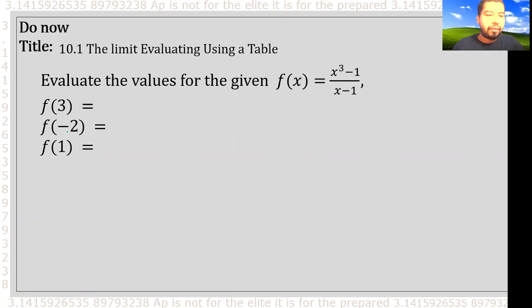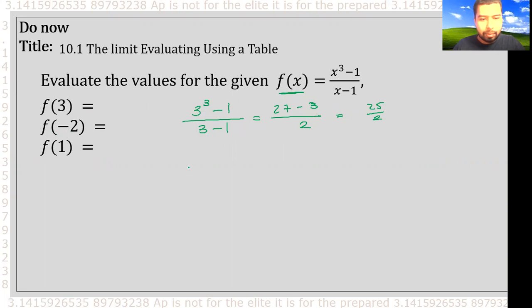We have f of 3. It's asking us to evaluate this function at 3, so we just substitute 3 into here. We have 3 cubed minus 1 divided by 3 minus 1. 3 to the third power is 27, minus 3 over 3 minus 1, which is 2. So we have 25 over 2.